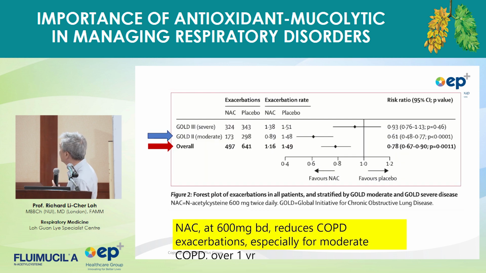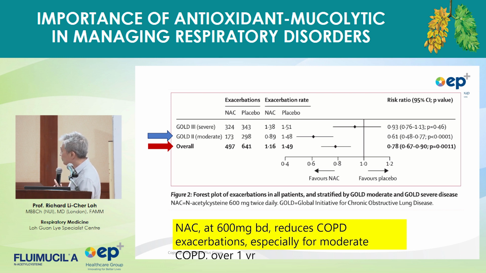This is the main study result. So this is the plot chart showing what favors N-acetylcysteine or what favors placebo. And you can see here, especially in moderate COPD, the blue here, it clearly favors Flumasil in terms of reduction of exacerbation, and not so much in severe. It crosses the 1 here, but overall it makes it a positive study.